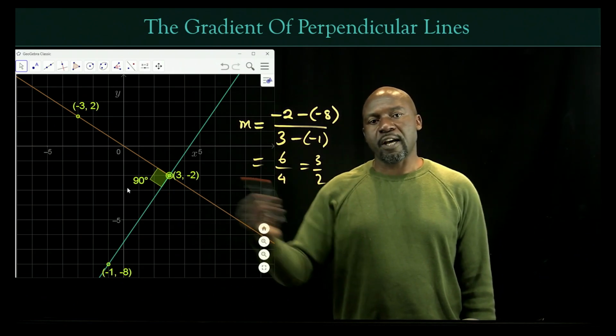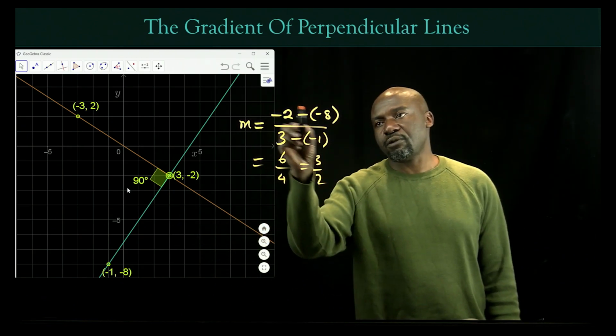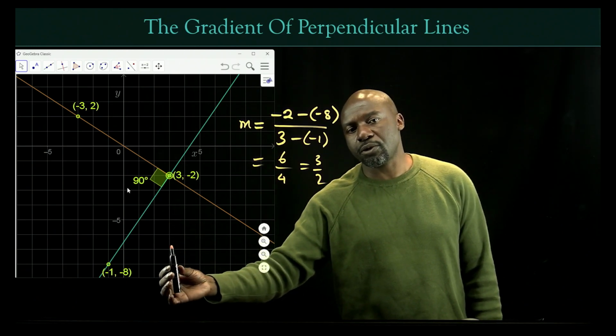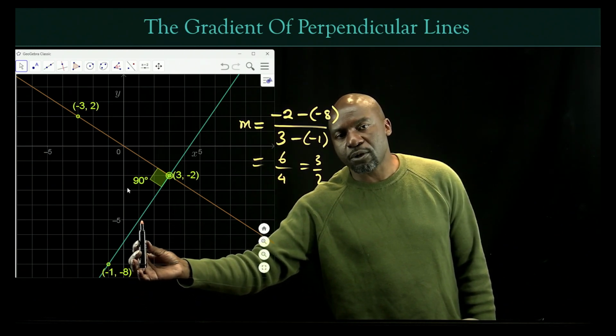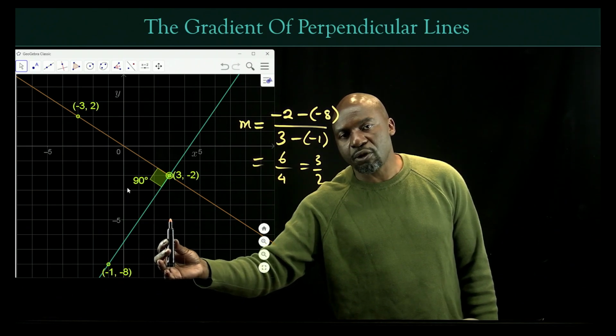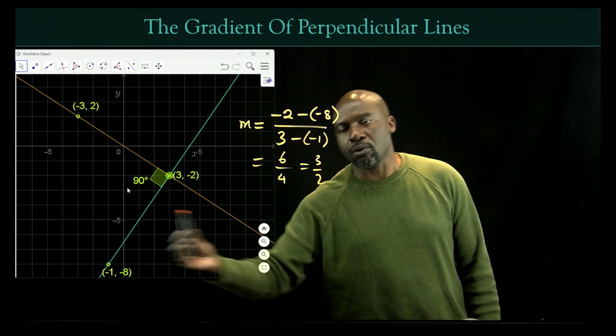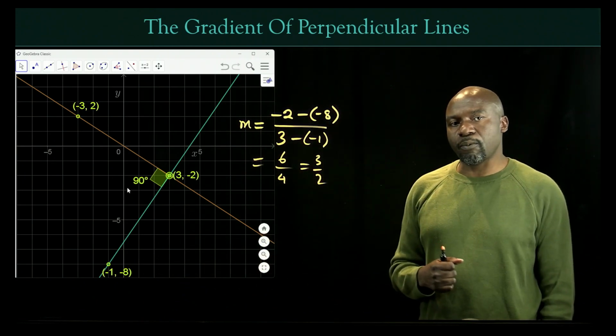So the gradient of this line is 3 over 2. Of course, I don't have to do this calculation. Because we are given the grid, it is actually possible to see that if you move 2 steps in the positive x direction, you end up moving 3 steps upwards. So it is 3 over 2. That's why the gradient is 3 over 2.